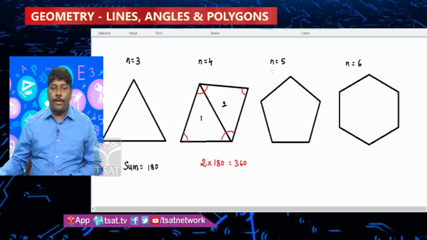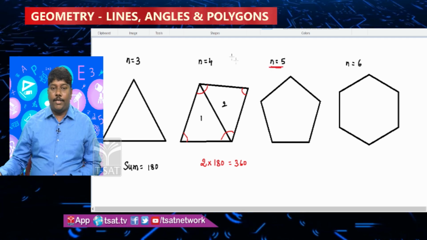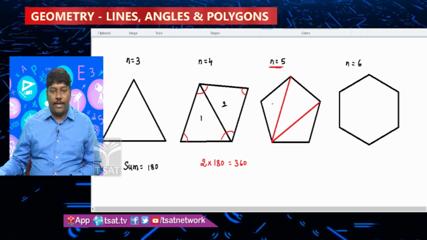Then we will go for a pentagon. From one vertex you join all the vertices. I am dividing the pentagon into three non-overlapping triangles. Look here, triangle 1, triangle 2, triangle 3. I am dividing the entire pentagon into three non-overlapping triangles. The sum of one triangle is 180, therefore 3 into 180. Sum of interior angles of a pentagon is 540.